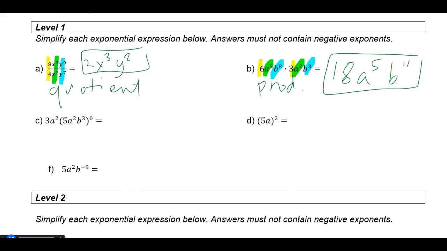Alrighty. Ooh, my favorite. Here's a 0 rule. The 0 makes everything inside the parentheses just turn into 1. And then 1 times 3a squared is just 3a squared.